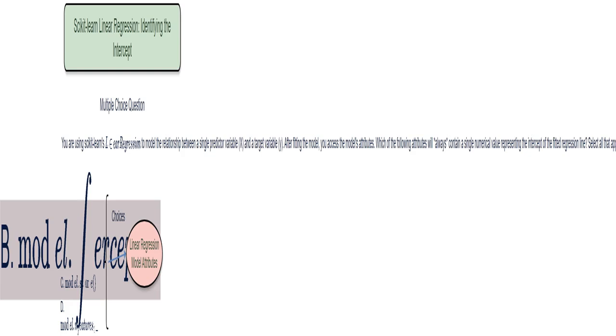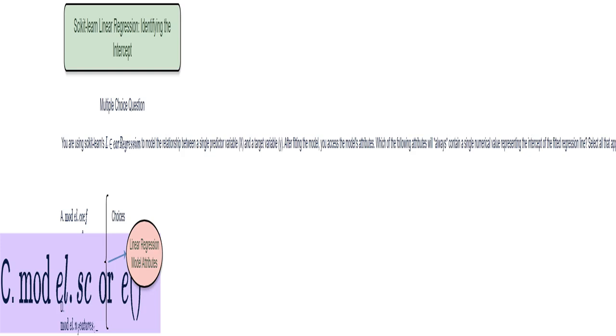This attribute gives the y-intercept. That's where the regression line crosses the y-axis. In the equation of a line, y equals mx plus c, this is the c. This is a method to get r squared. R squared tells us how well the line fits the data. It is a measure of goodness of fit, not a specific point on the line like the intercept.